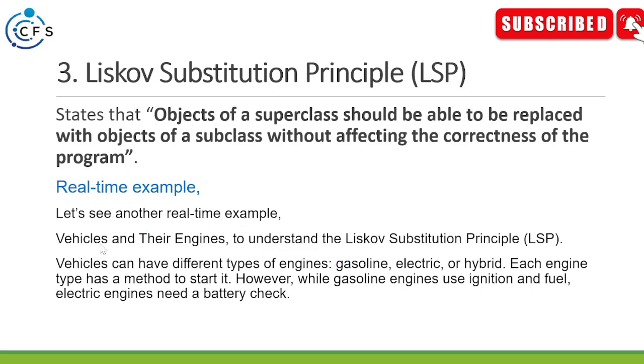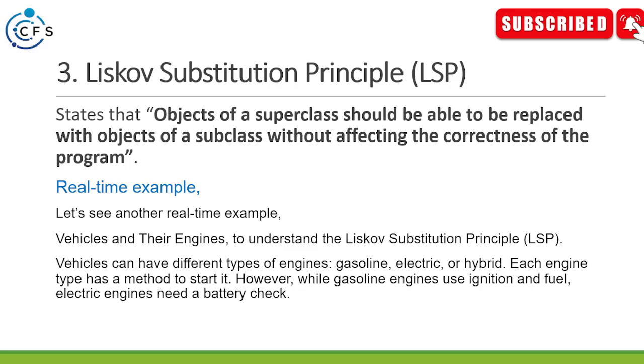Let's see a real-time example: vehicles and their engines. To understand the Liskov substitution principle, vehicles can have different types of engines, that is gasoline, electric, and hybrid. Each engine type has a method to start it. However, while gasoline engines use ignition and fuel, electric engines need a battery check. So these are two different features of different engines.